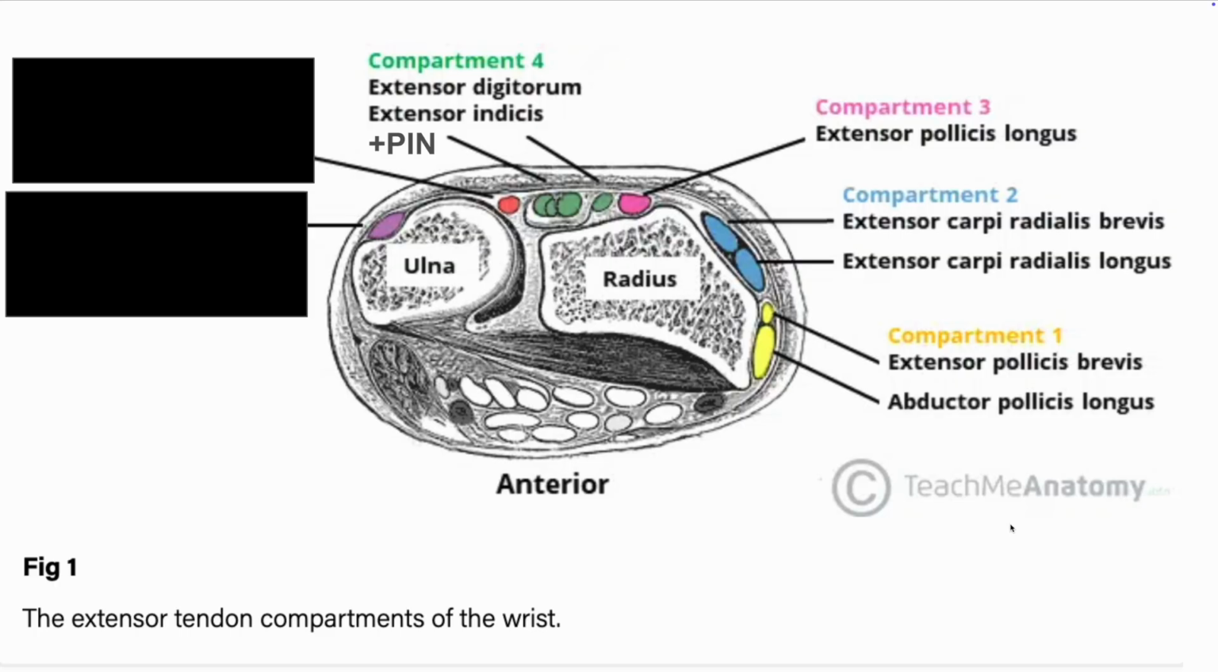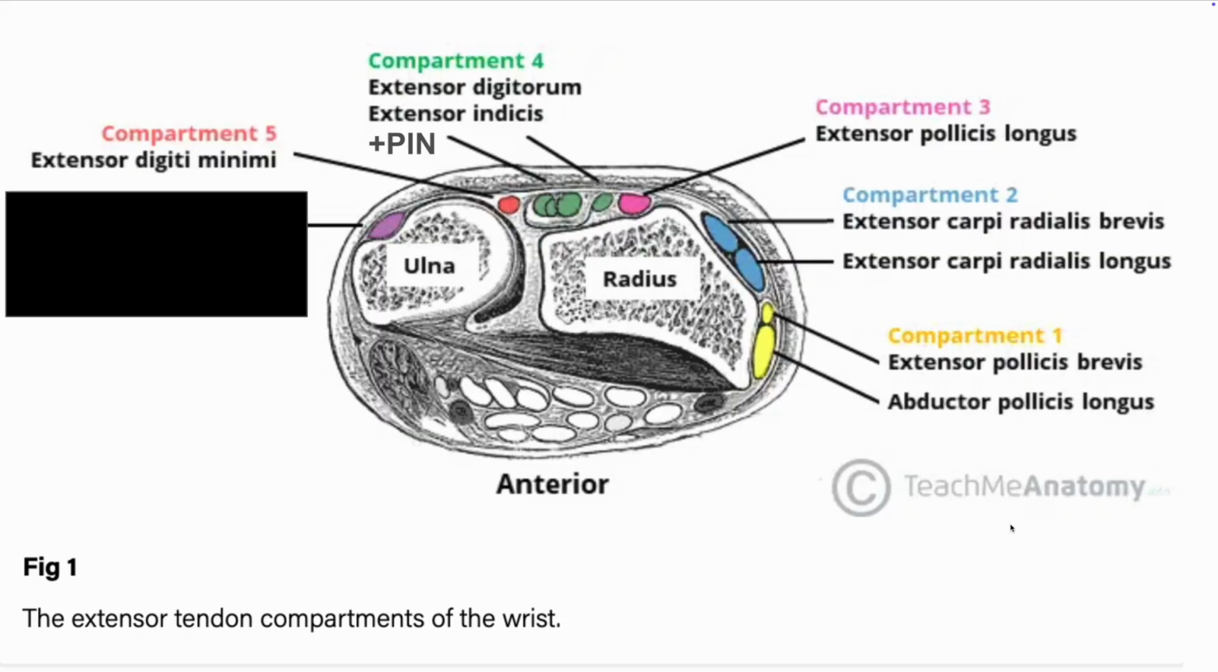It's extensor digitorum communis. And the high-yield association here is that the posterior interosseous nerve runs inside of the 4th compartment. So that's high yield, and if you can get that correct as a pimp question, you'll look like a stud. That's just not commonly covered inside of textbooks or on diagrams. Even in this diagram, it's not in there. I had to add it in.